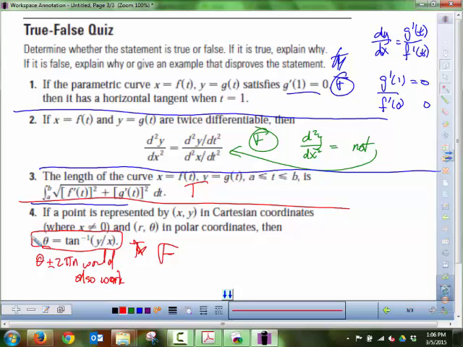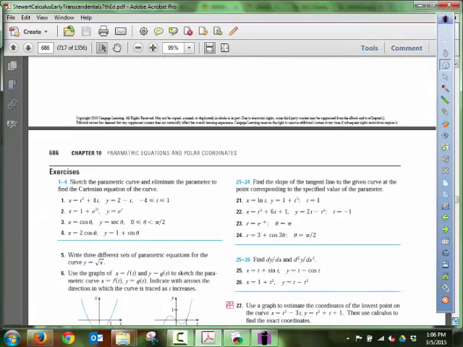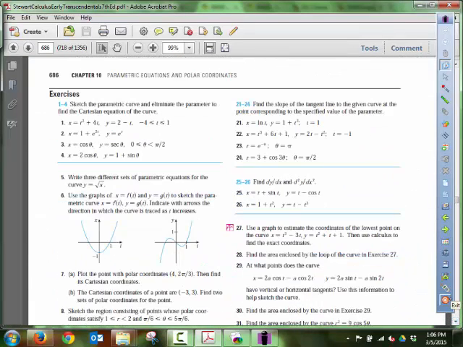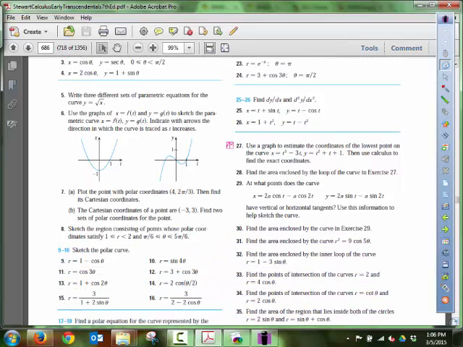All right, we better stop doing true-false questions for a while. Let's do some problems now. What do we want to do? Let's do a conic section. A conic section to start with.